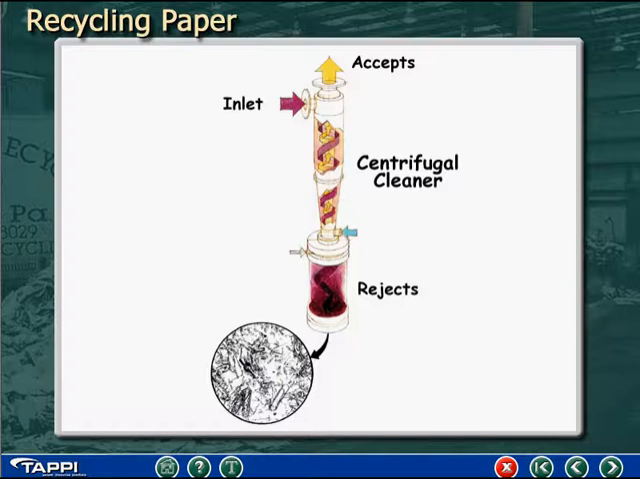The stock enters the top of the centrifugal cleaner on an angle tangential to the body of the cleaner. Inside the cleaner, the stock spins around like a cyclone or tornado, and the centrifugal forces push the heavier contaminants to the side of the cleaner. Heavy contaminants work their way to the bottom of the cleaner where they're discharged, and the good fiber exits through the top of the cleaner.